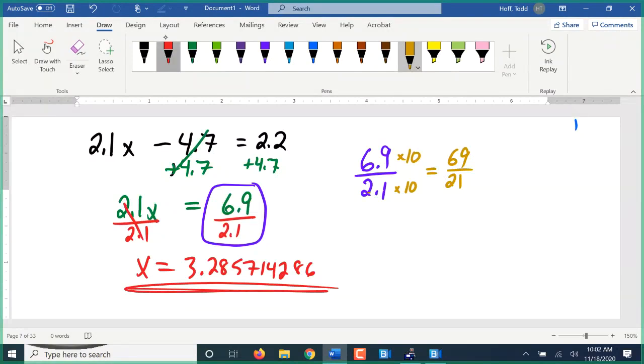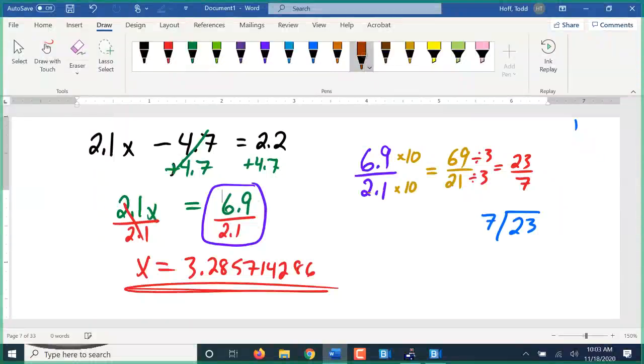And now we can reduce. Now, first of all, 69 and 21 can both be divided by 3. 69 divided by 3 is 23. 21 divided by 3 is 7. And now we can reduce that.